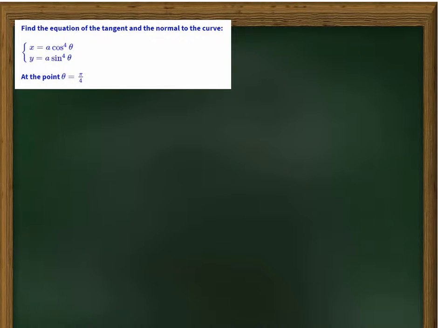For a small refresh, to find the equation of a line, we can say that y minus y0 is equal to m times x minus x0, where y0 and x0 is the point at pi over 4. So we are going to use that one. First we need to find m. M is the slope. This is what we need here, the slope for both tangent and normal. We know that they are perpendicular.